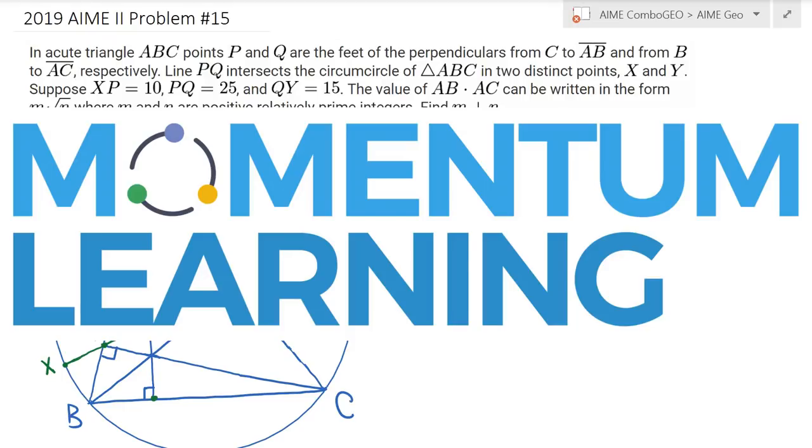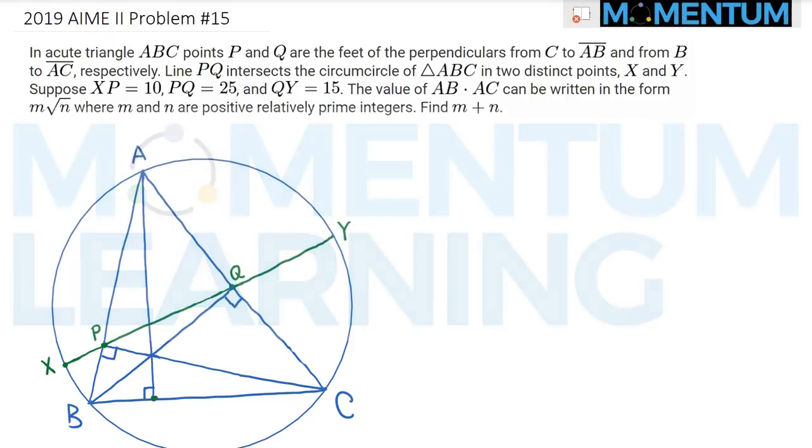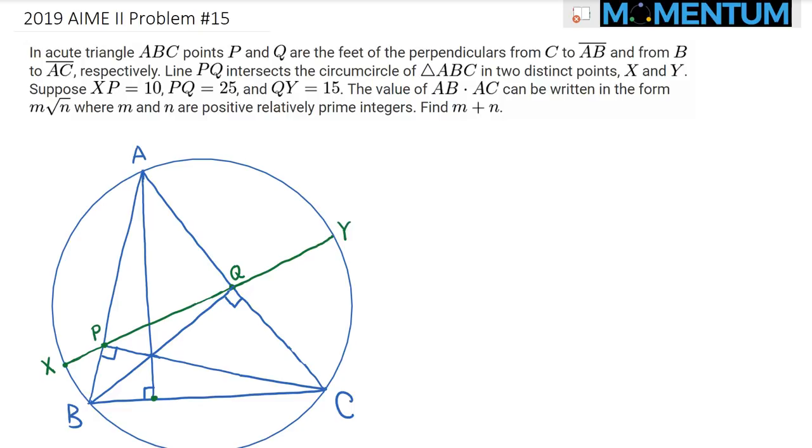This is 2019 AIME II problem number 15, and here is a view of this problem. We are given an acute triangle ABC and the circumcircle of our triangle. We can see the altitudes from the points B and C, and the feet of the altitudes are P and Q. I'll call the remaining foot R. And we are also given some segment lengths.